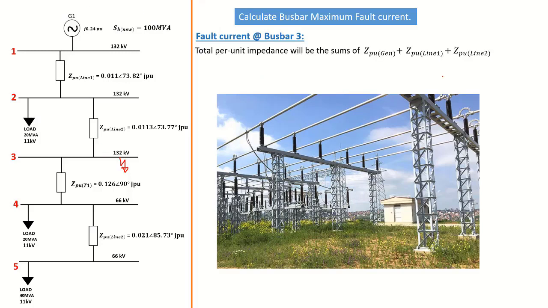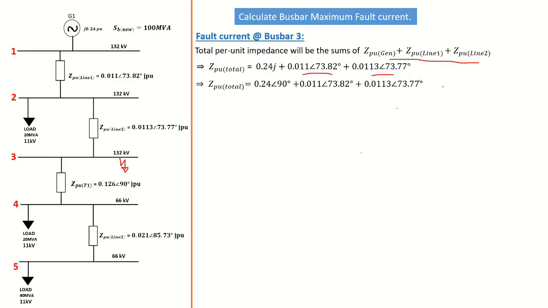So the total per unit impedance will be the sum of Z per unit of generator, line 1 and line 2, as shown below. Adding those, we will have 0.24j, and 0.011 with an angle of 73.82, and 0.0113 with an angle of 73.77. Now in the previous tutorial, we converted the ones in polar form into rectangular form. This time around, we will convert this one into polar form.